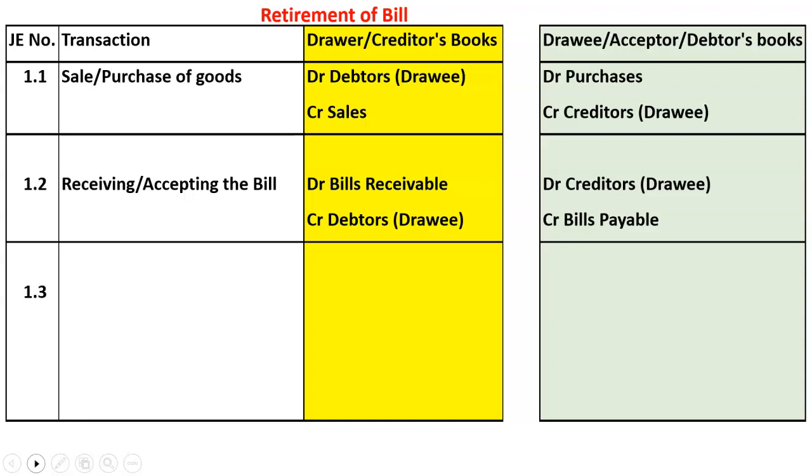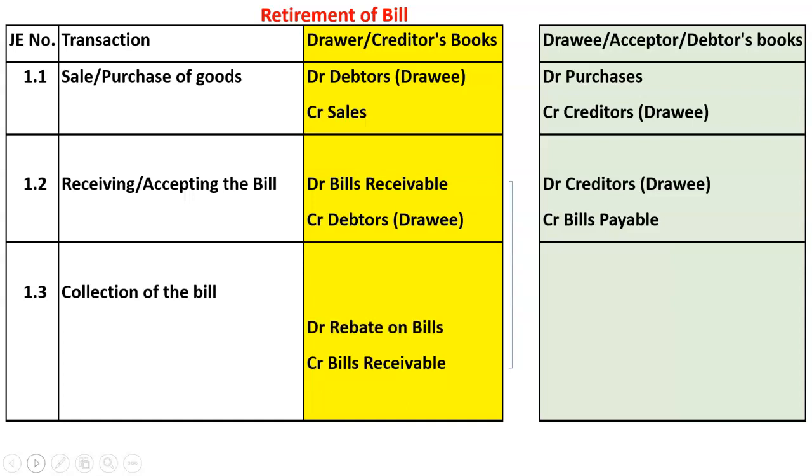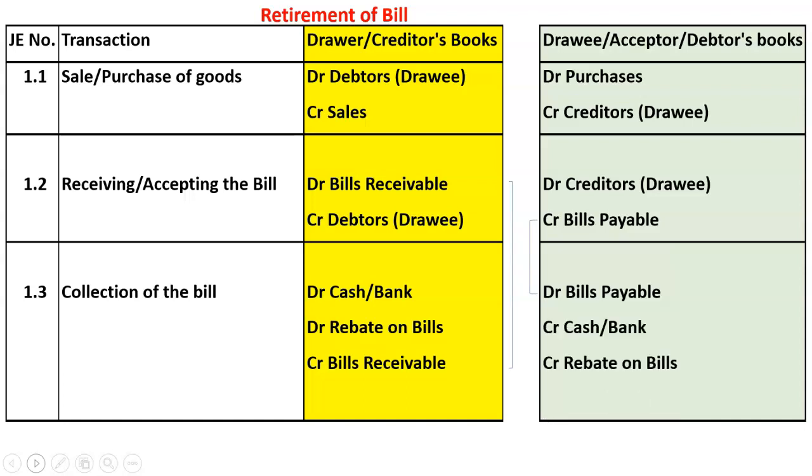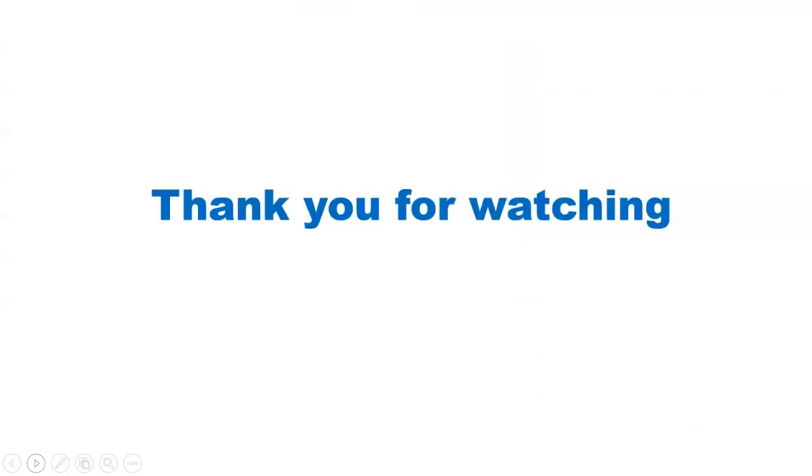He will credit bills receivable to bring it to zero, debit rebate or discount expense, and debit cash or bank for the incoming cash amount. On the other hand, for the drawee, the discount or rebate is revenue, so he will debit bills payable to bring its balance to zero, credit rebate or discount income, and credit bank or cash for the cash outgoing amount. This brings us to the end of this video.